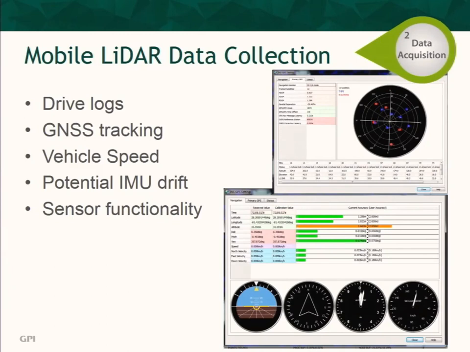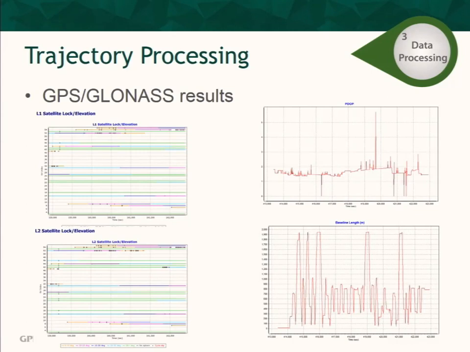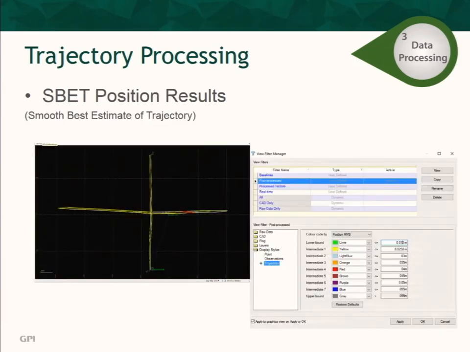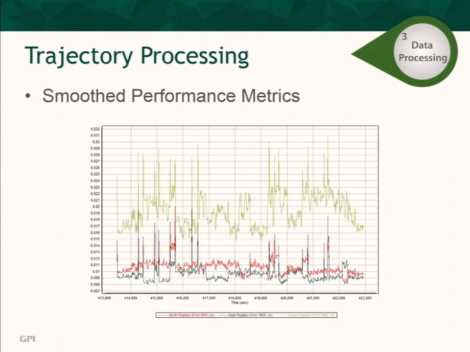So we've collected the data now. We have it all stored, and what do we do with it? Well, we've got to start processing the data. First thing we do, obviously, is process the trajectory. This is tied into the GPS and the GLONASS results. We can see all of these satellite logs, and then we can tell whether we have good lock or not. Of course, you've got to establish your SBET positions, and that's part of the trajectory processing.